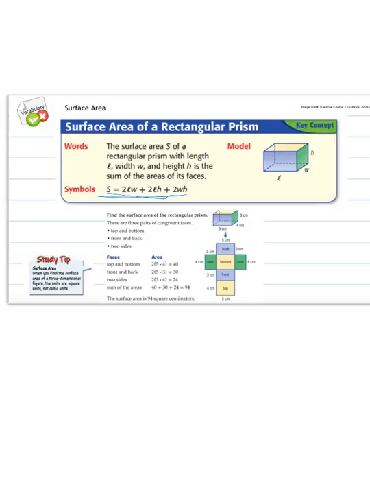2 times the length and the width, plus 2 times the length times height, plus 2 times the width times height. So we're taking each side of this rectangular prism and finding the area of each side and adding it all together.